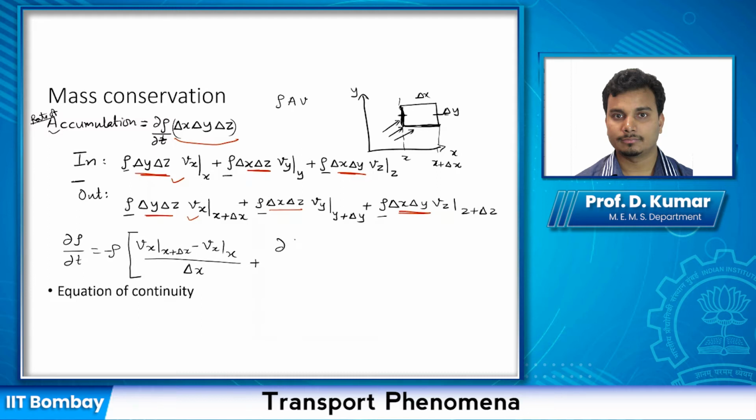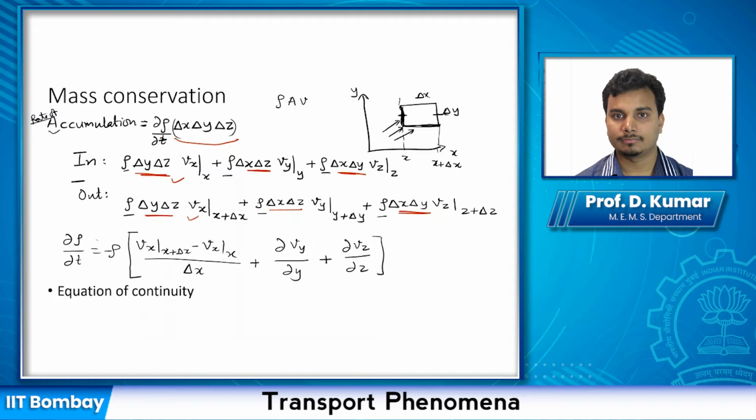Okay, so from here onwards we write this equation as dou Vy by dou y, because you are dividing this delta x, delta z by delta x, delta y, delta z. So you'll have dou y, and all this minus sign is already taken care of. So this will be dou z.